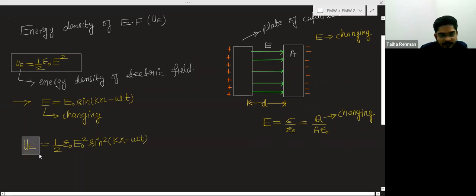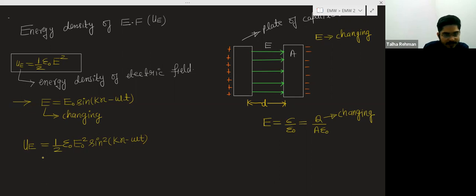Now this is variable. Why? Because this electric field is variable. See, here is time, here is x, and time is changing. If time is changing, the value of the sine is changing again and again. So the electrical energy density is changing, or the energy density for the electric field is variable.